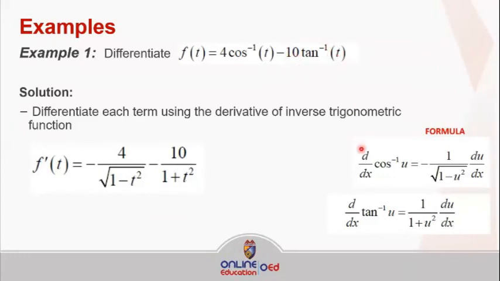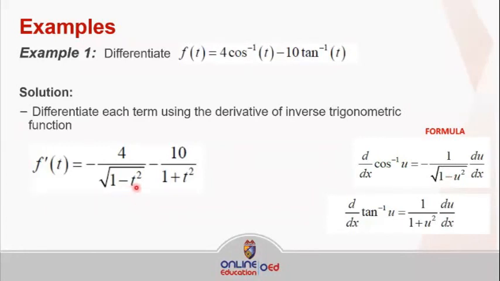Sabi natin, based on sa formula, we have yung d over dx ng cosine raised to negative 1 u is equivalent sa negative 1 over the square root of 1 minus u squared. So, for this problem, ang application natin is hindi u. So, we have here yung t. So, application lang nung formula natin, we have yung constant value, which is yung 4 times nung 1 natin. Numerator natin is 4 over yung formula natin na 1 minus u squared, which is equivalent sa square root of 1 minus t squared.